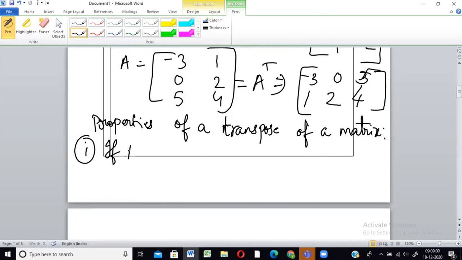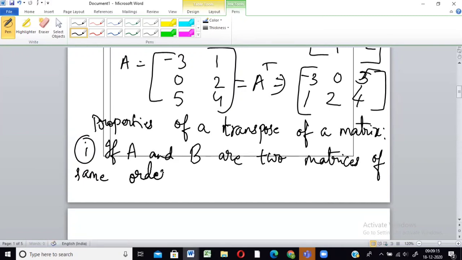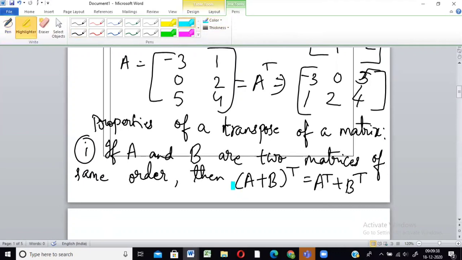If A and B are two matrices of the same order, then this property will always hold. A plus B, the whole transpose, is equal to A transpose plus B transpose. Okay. A plus B, the whole transpose, will be equal to A transpose plus B transpose. So this is something you have to remember. This is a property you're going to use, and you have to remember this one.